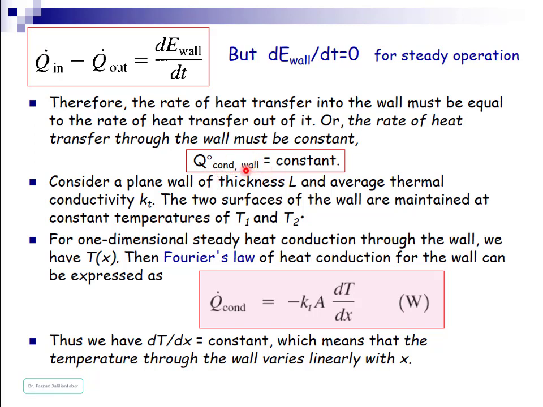With this information and using Fourier's law of conduction heat transfer for the plane wall, we can write the rate of conduction heat transfer through the wall like this. It will be equal to minus the average thermal conductivity of the wall times the surface area of the heat transfer times the change of the temperature in the x direction, dT divided by dx. And we know that dT divided by dx is constant. So the temperature through the wall varies linearly with x.